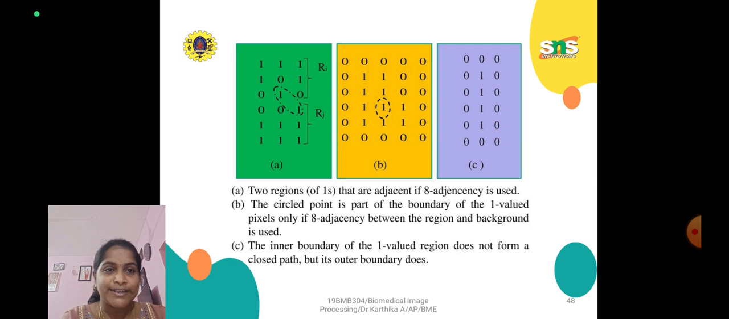See the first one, second one, and the third one. Two regions of ones that are adjacent if 8 adjacency is used. Second, the circled point is a part of the boundary of one valued pixels if adjacency between the region and the background is used. Third, the inner boundary of the one valued region does not form a closed path, but its outer boundary does. See the examples A, B, and C.